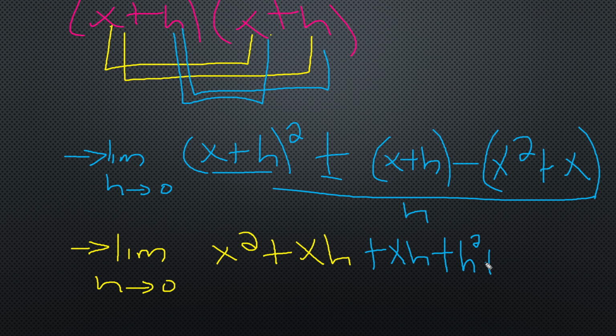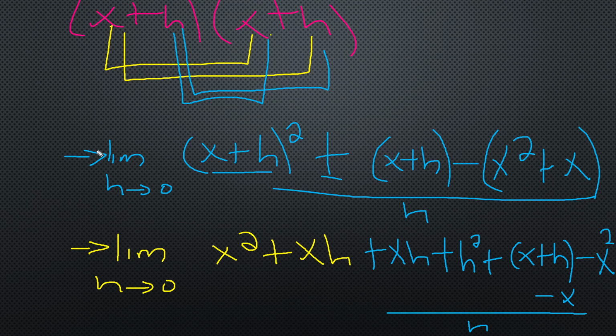plus x plus h, and also the given function. With the function, you have to make sure that you multiply everything by the negative outside. This will be negative x squared, and then negative x, all over h.